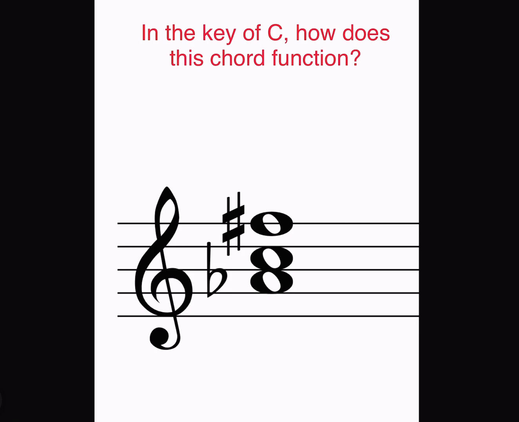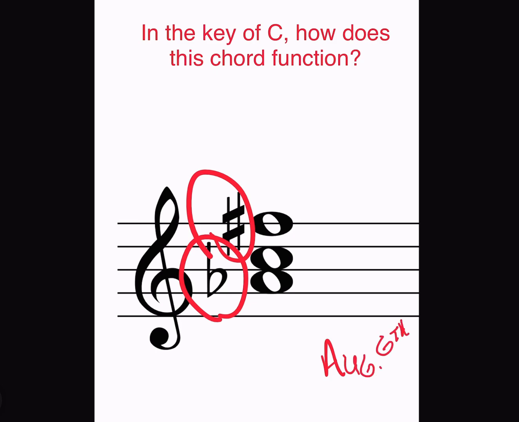It's pretty dissonant, right? So how would this function in the key of C? This is a tricky one. We usually don't have sharps or flats in the key of C, and in this particular chord, we've got a flat and a sharp, right? So what's going on? Well, this is an augmented 6th chord.